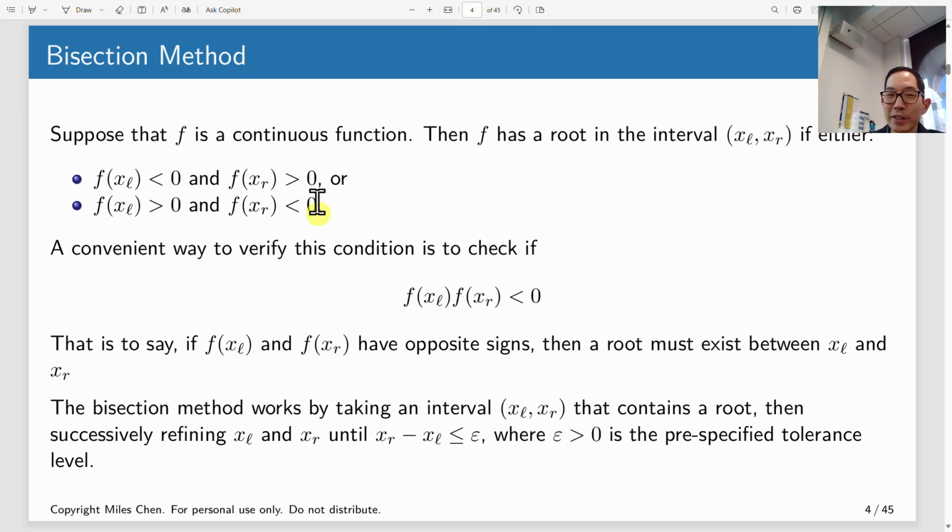So, again, we just require that the left-hand side and the right-hand side, when you evaluate the function, have opposite signs, and we can ensure that by making sure the product of the function on the left-hand side and the function on the right-hand side is less than 0. So it doesn't matter if the left is positive or negative, it's just that the left and the right-hand side have to have opposite signs.